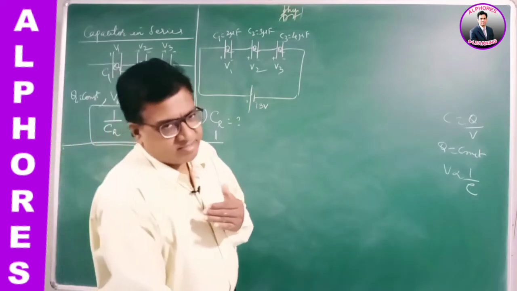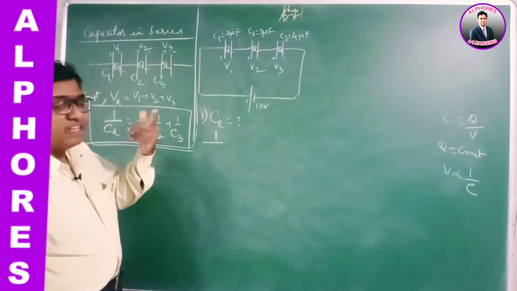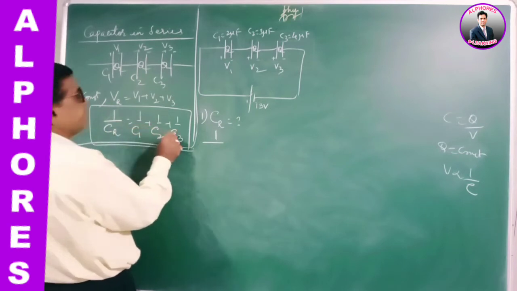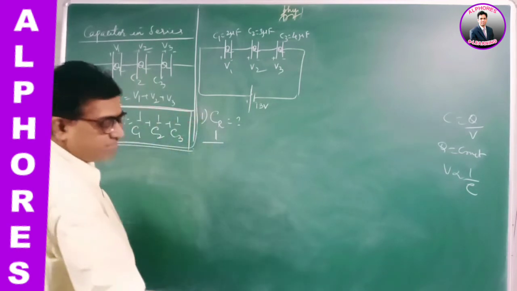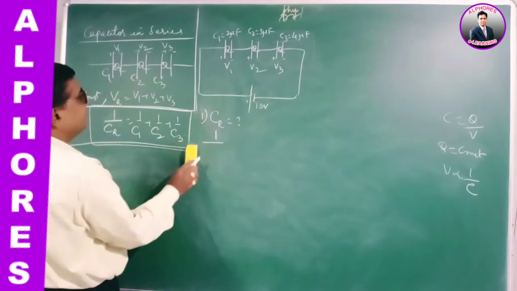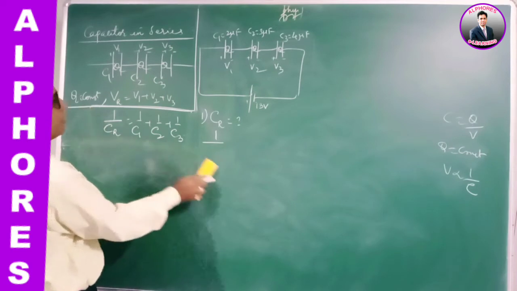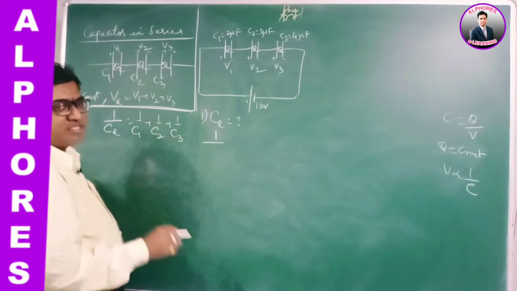Capacity is a scalar, so it is an algebraic sum. Just add algebraically, but you have to add the reciprocals. So 1 by CR is 1 by C1 plus 1 by C2 plus 1 by C3. This is the resultant capacity whenever 3 capacitors are connected in series.